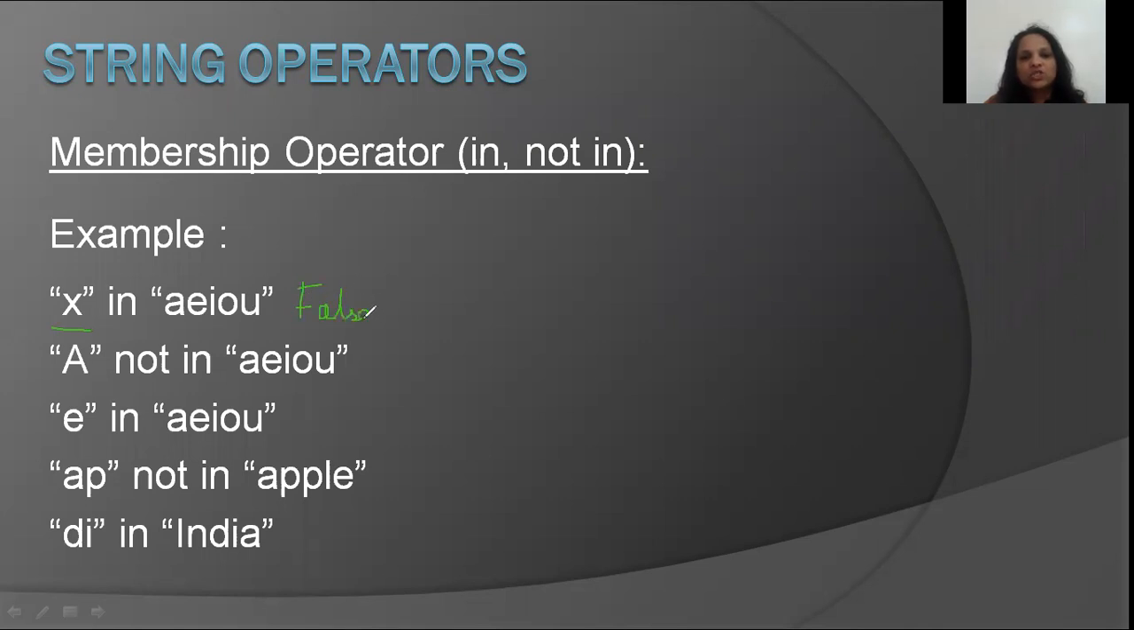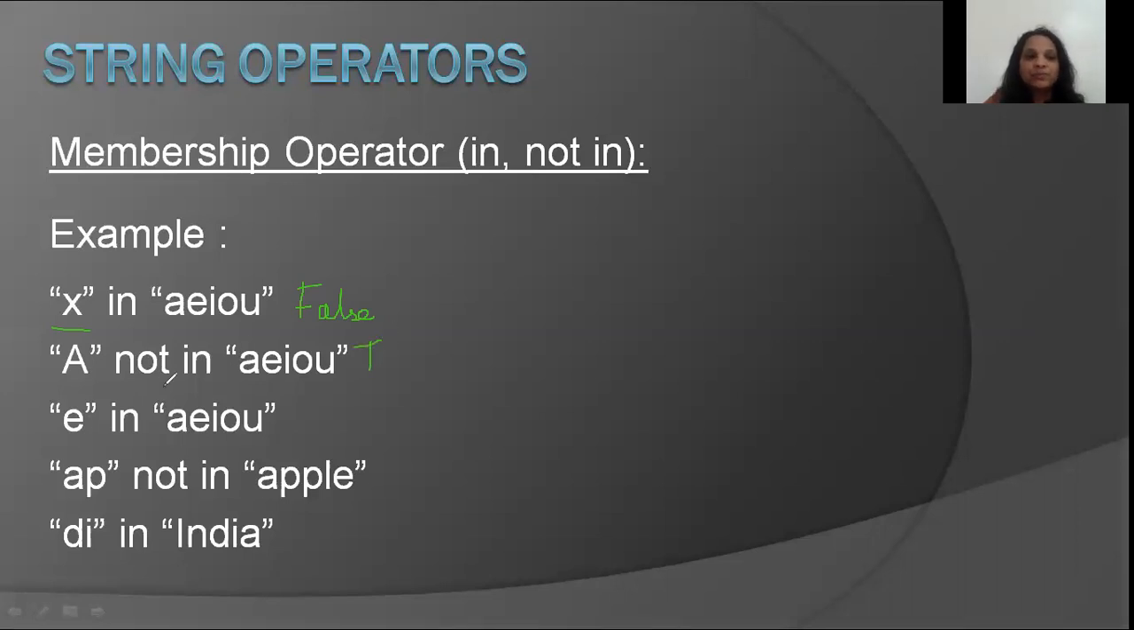Now, children, for false and true, I'm just going to be writing F and T. A not in A, E, I, O, U. Yes, capital A is not in A, E, I, O, U. Remember, we have learned Python. Java is still in my mind. Python is case sensitive. So A not in A, E, I, O, U. Yes, it's not in A, E, I, O, U.